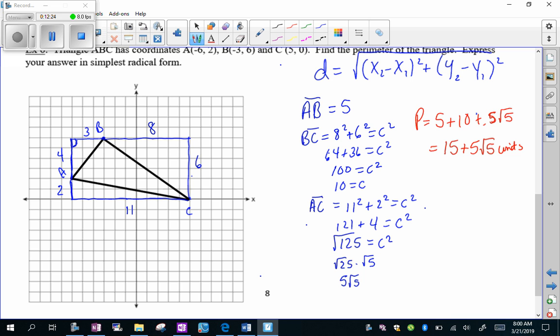Because it is not area, so it's just units. Okay.